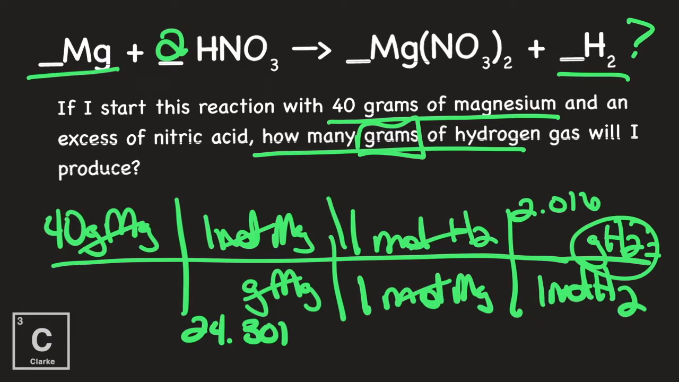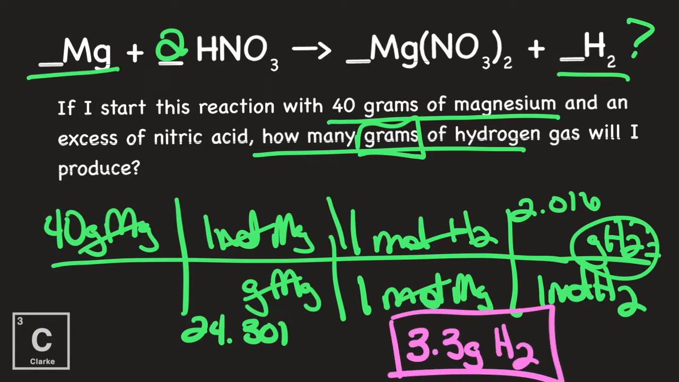The grams of hydrogen gas that we will produce, I am getting 3.3 grams of hydrogen gas. For percent yield, I would call this my theoretical yield. Math is telling me I should be able to produce 3.3 grams of hydrogen gas if I start with 40 grams of magnesium. Of course, that is with no human error, no measuring errors, no errors at all. Perfect world. That's why this is called the theoretical yield.